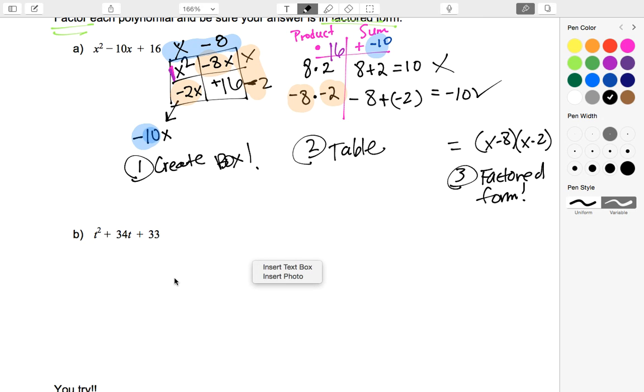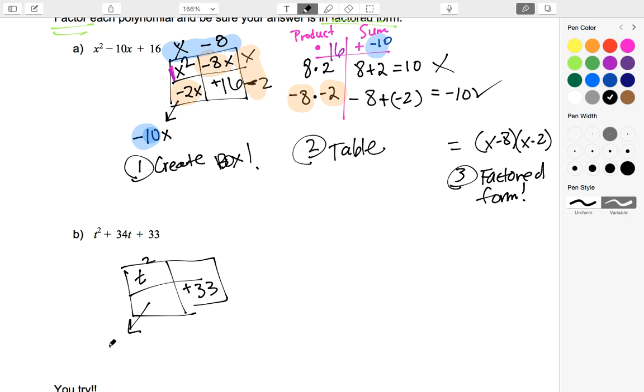Same type of process, but a different trinomial. Okay, so I'm going to follow my steps here. I'm going to create my box. So I'm going to write t squared, my first term, and then positive 33. And then here, my middle terms need to add up to positive 34t. So I need to figure out what those terms are that add up to give me positive 34t.